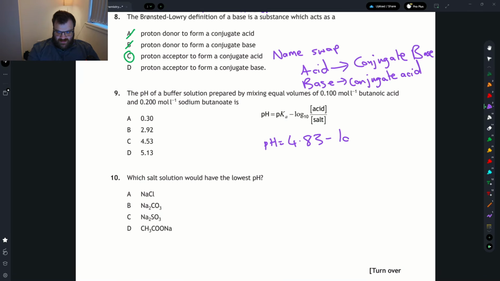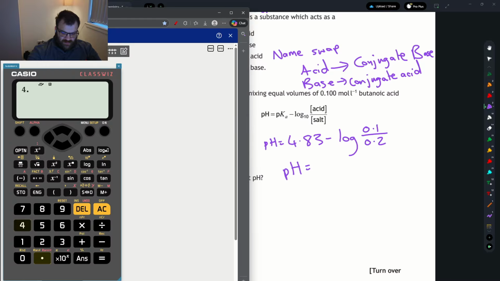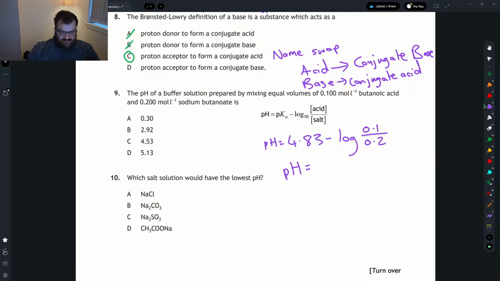4.83 minus log to the base 10. We've got two concentrations. The acid goes on top, so 0.1 over 0.2. pH equals 4.83 minus log of 0.1 over 0.2, which gives an answer of 5.13. It is an option, so we'll pick that for answer D.